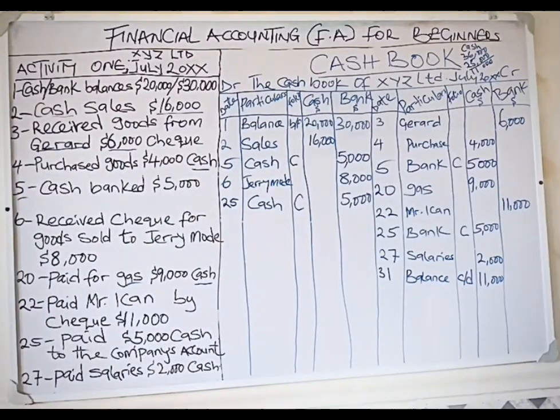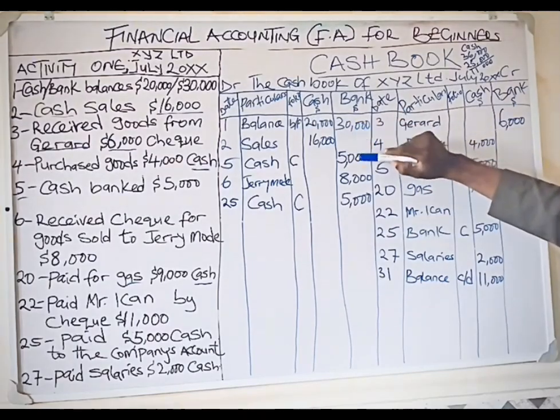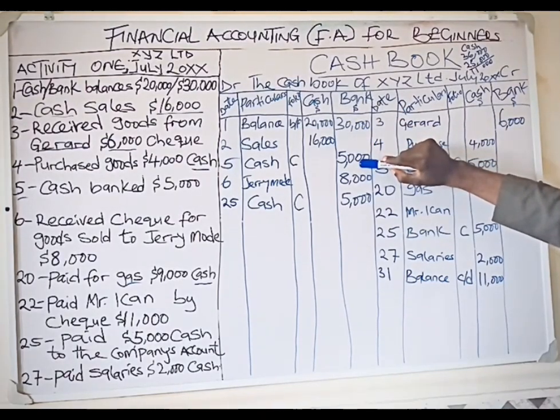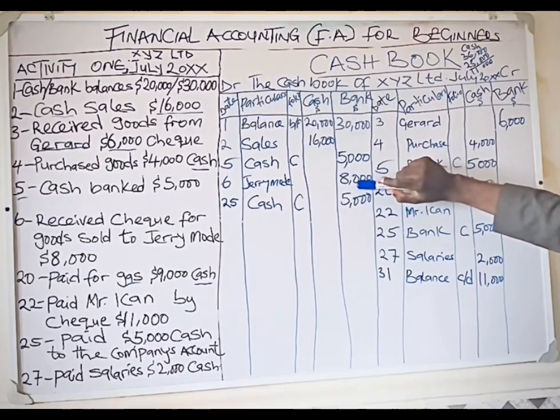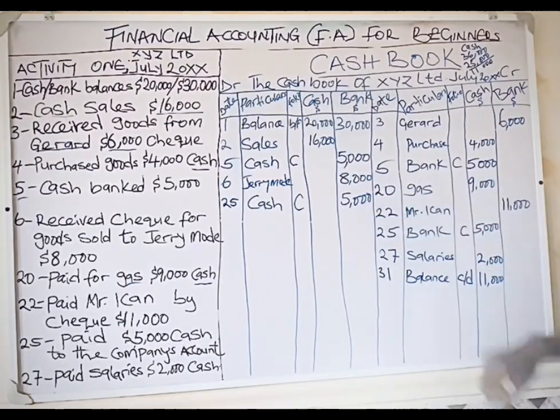So you add it up, the same thing. 30,000 plus 5, 35. 35 plus 8, 43, plus 5, 48. Bank 48 at the debit side, 48,000. Then you come to the credit side, the same column, bank 6,000 plus 11,000 will give you 17,000. You say 17,000.